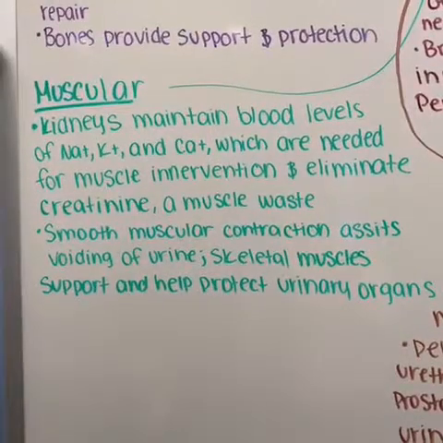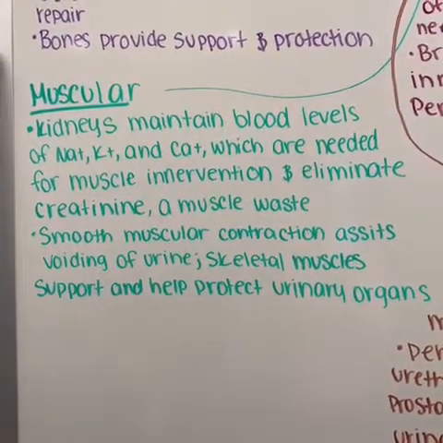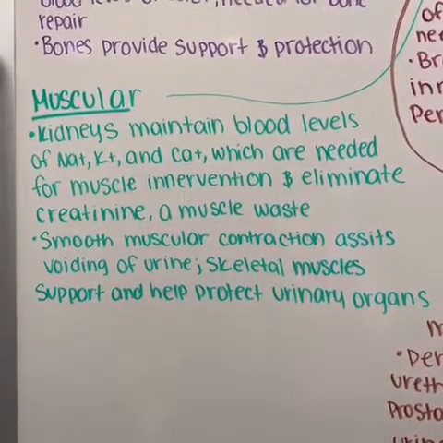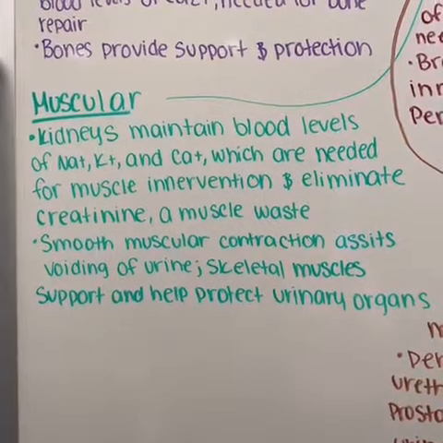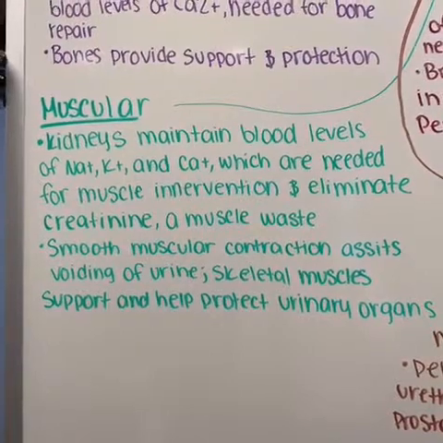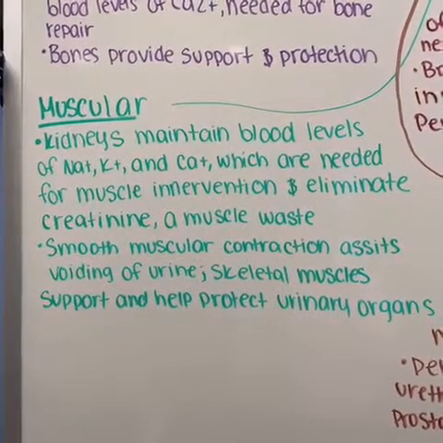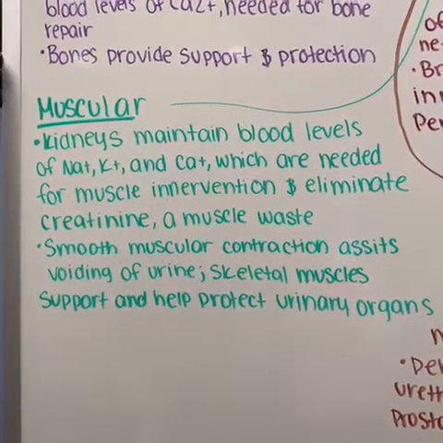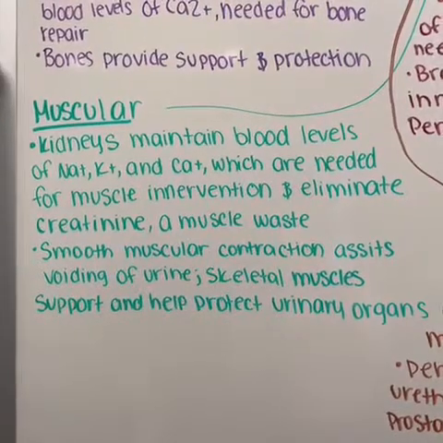The muscular system. Kidneys maintain blood levels of salt, potassium, and calcium, which are needed for muscle innervation, and eliminate creatine, a muscle waste. Smooth muscular contractions assist voiding of urine. Skeletal muscles support and help protect urinary organs.